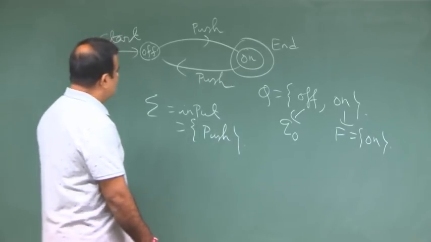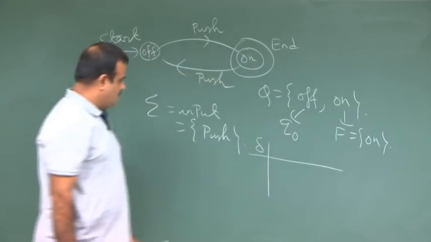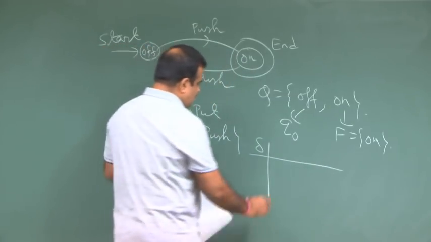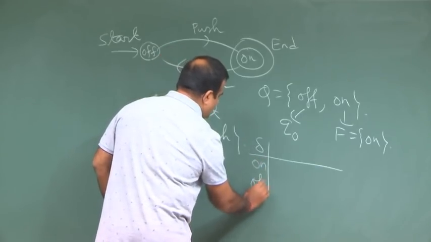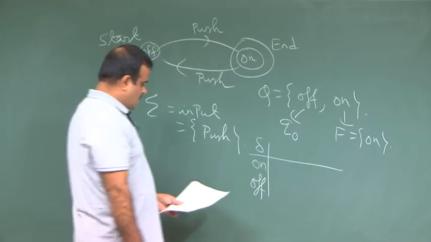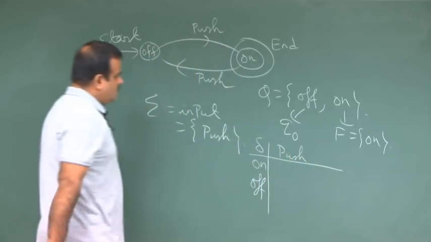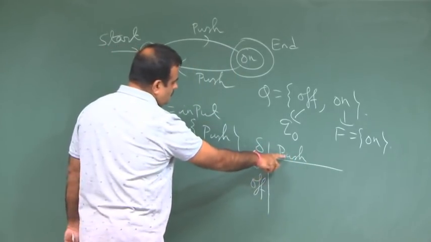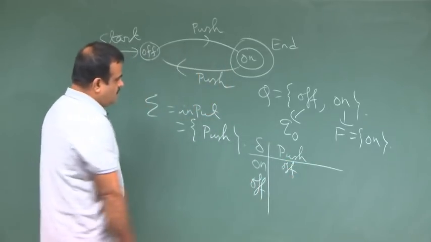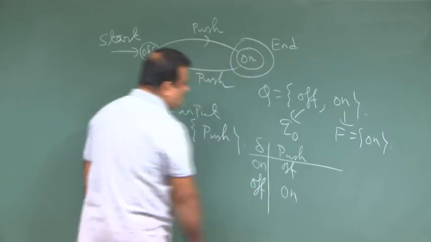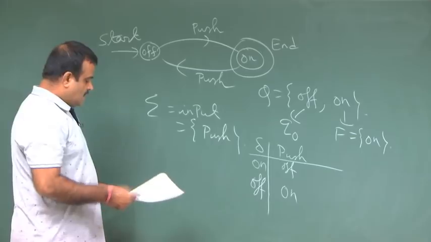So, what is the transition function? The transition function we can write in a table. So, this is delta. We have two states, one is on, one is off, and we have only one input, which is push. If we are at on and we take the input push, it will be off. If we are at off and we take the input, it will be on. Very simple model of this switching system. So, this is the on off switch.